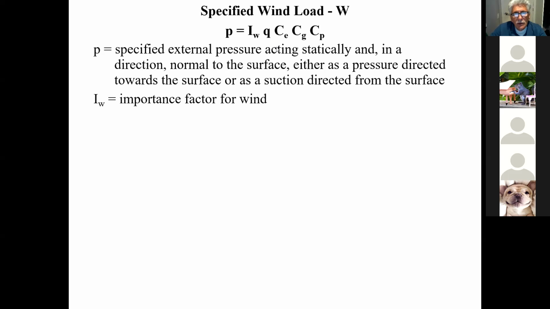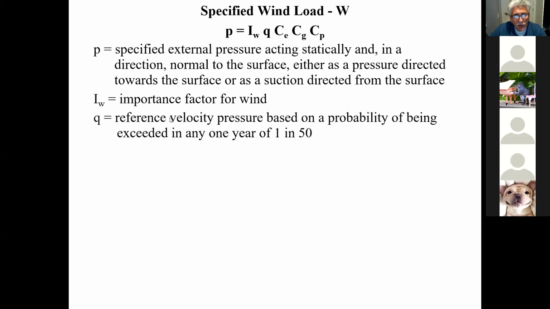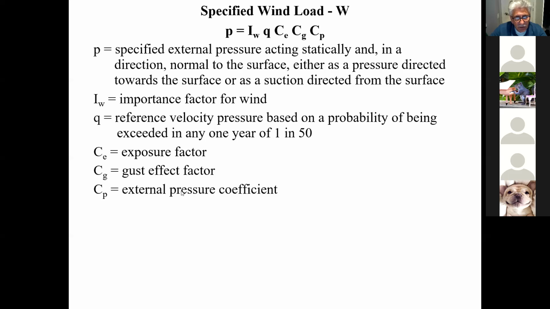The importance factor, of course, is what we need to consider when we're designing a building, and in our case, our importance factor is going to be 1. Q is the reference velocity based on the probability of being exceeded in 150 years. CE is the exposure factor, CG is the gust factor, and CP is the external pressure coefficient. What they did this year, when they were doing the wind tunnel tests, is this kind of adjusts for the results they got. It adjusts the external pressure coefficients on the surfaces that they were actually testing in the wind tunnel.